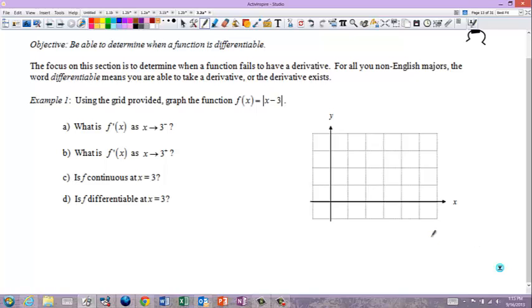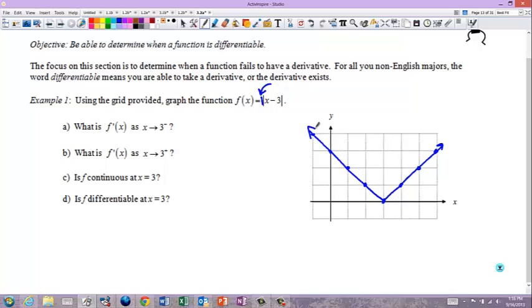It says, using the grid provided, graph the function f of x equals the absolute value of x minus 3. We should know that that is the absolute value graph shaped like a V, moved to the right 3. And the slope, if you recall from last year, is whatever number is in front. Well, that number is a 1, so we go up 1 over 1, up 1 over 1. So there's the right side. And then the other way, it's just a mirror image.